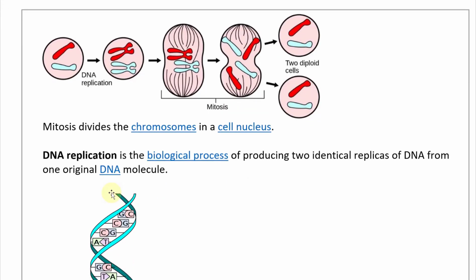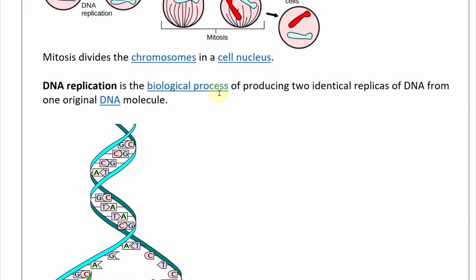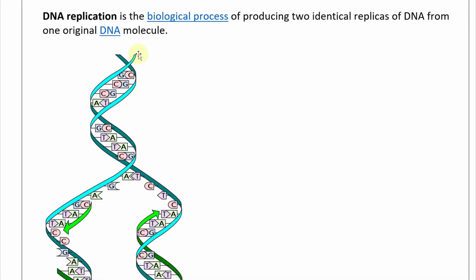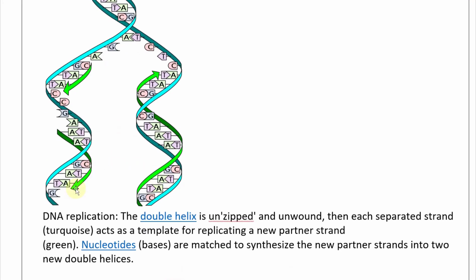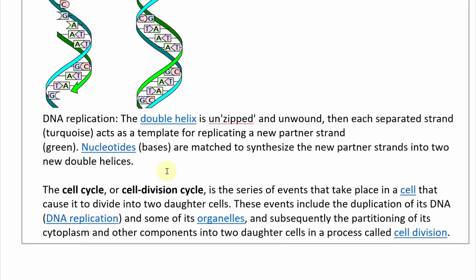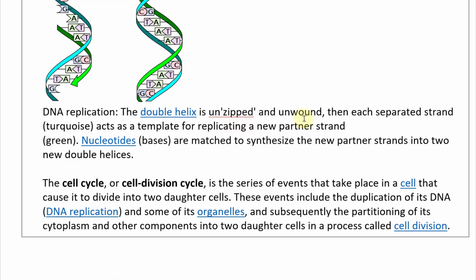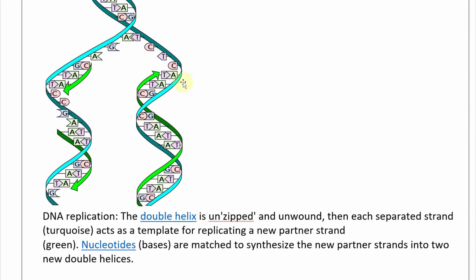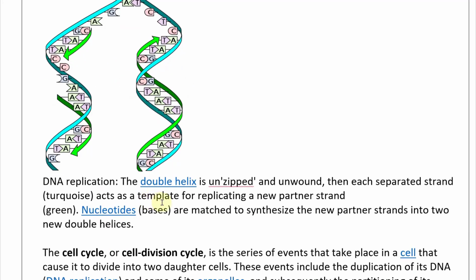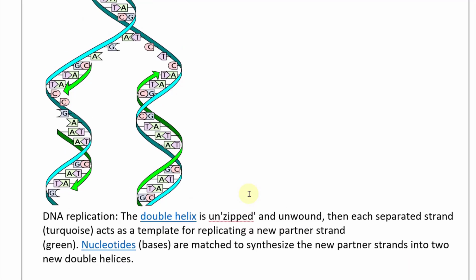And then going further, DNA replication is the biological process of producing two identical replicas of DNA from one original DNA molecule. So if you have DNA right here, what happens is they would split up, and then you have another strand come in and connect those identically to this one here. In DNA replication, the double helix is unzipped and unwound, then each separated strand, in turquoise, the turquoise color right here, acts as a template for replicating a new partner strand, which is the green one.